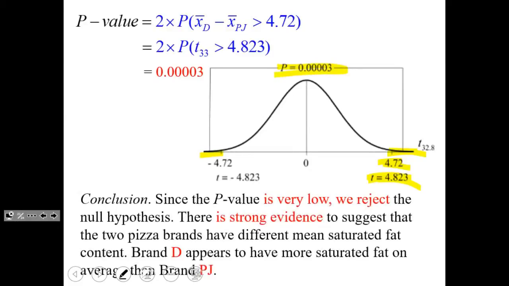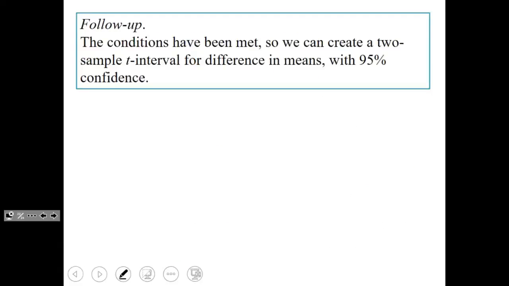This is a very low p-value. I reject the null hypothesis. There is strong evidence to suggest the pizza brands do have a different mean saturated fat content. Brand D appears to have more saturated fat than brand PJ.